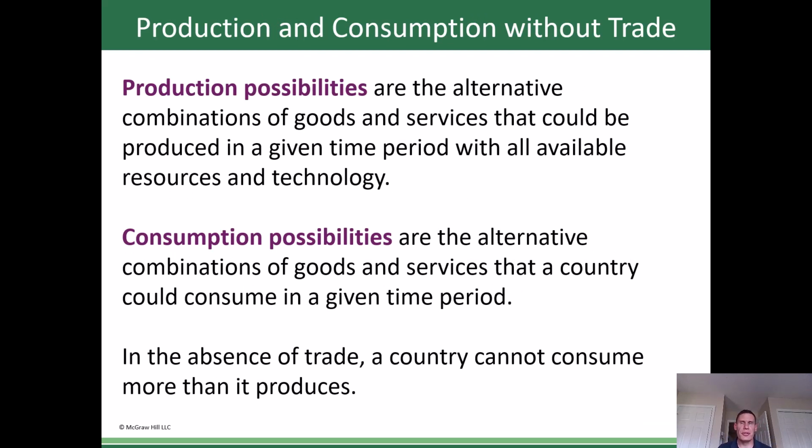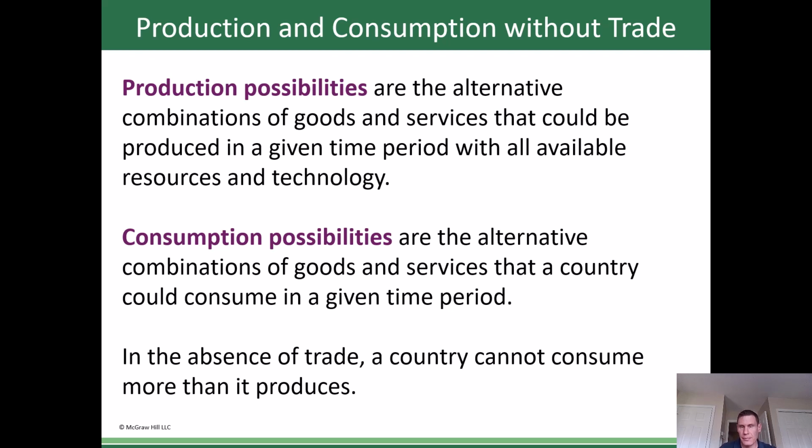So, production and consumption without trade. Production possibilities are the alternative combinations of goods and services that could be produced in a given time period with all available resources and technology. Consumption possibilities are the alternative combinations of goods and services that a country could consume in a given time period. And again, notice it says "could" in both the production possibilities and the consumption possibilities explanations. It's saying "could" because some of this is, of course, theoretical.